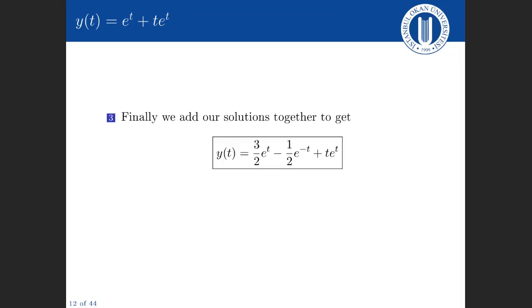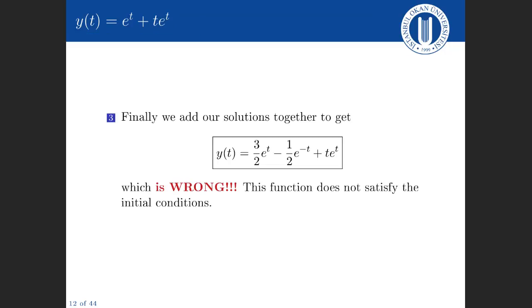But remember, the correct answer to this question is e to the power t plus t e to the power t. Why is this wrong? Because it doesn't satisfy the initial conditions. It satisfied the initial conditions before we added on the particular solution. But as soon as we add on plus t e to the power t, it no longer satisfies the second initial condition.